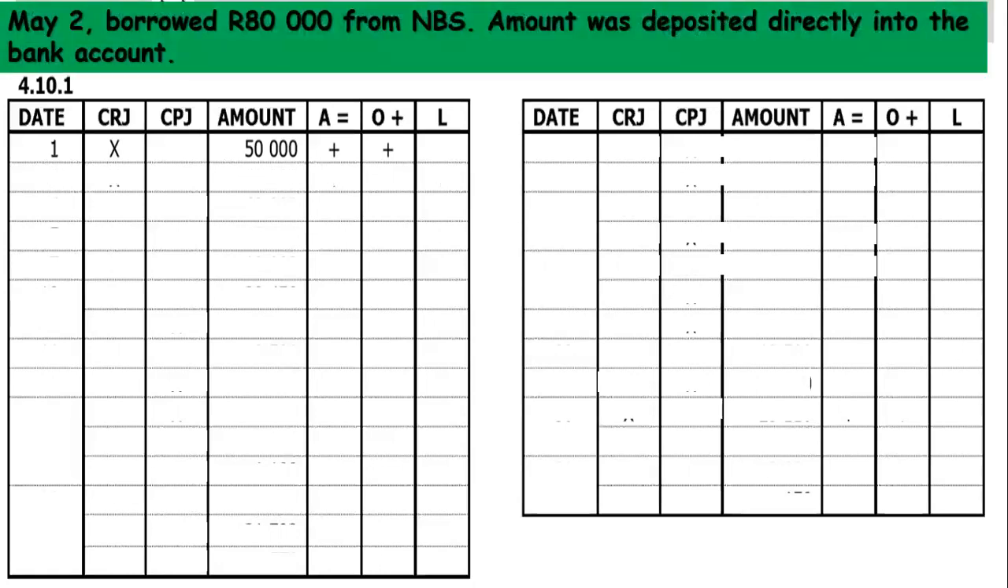Transaction number 2, May 2, borrowed 80,000 from NBS. The amount was deposited directly into the bank. So if you borrowed, we receive money, it's going to be in the CRJ, an amount of 80,000. And what effect does it have? It increases our assets because we get money into the bank, and it increases liabilities, what we owe other people. So it increases assets and it increases liability because we borrowed.